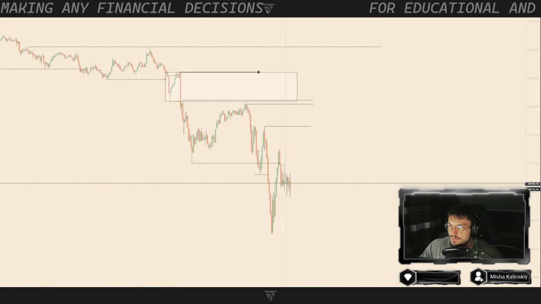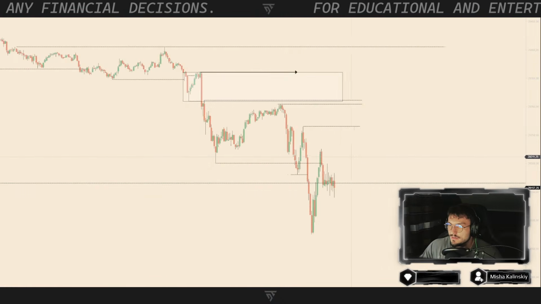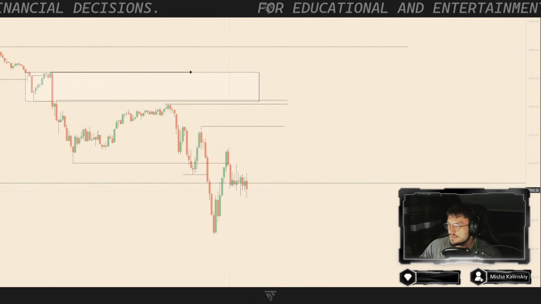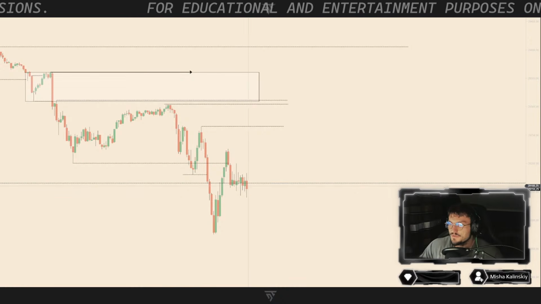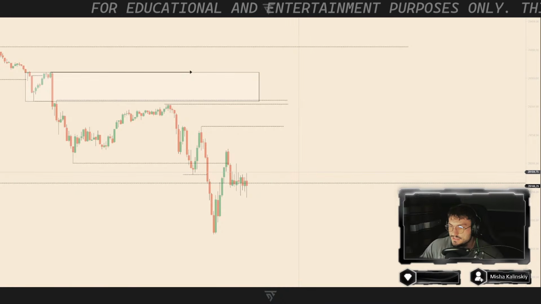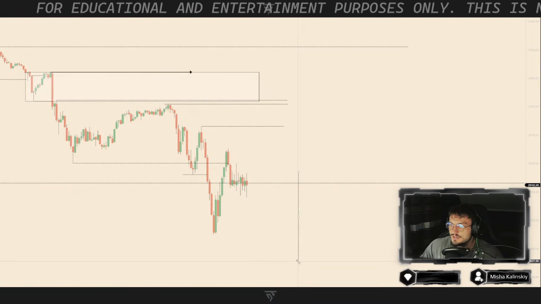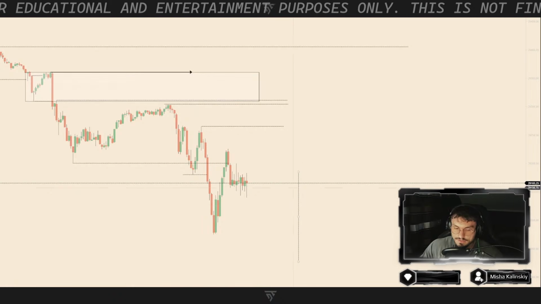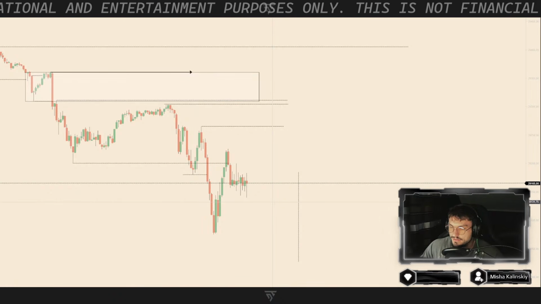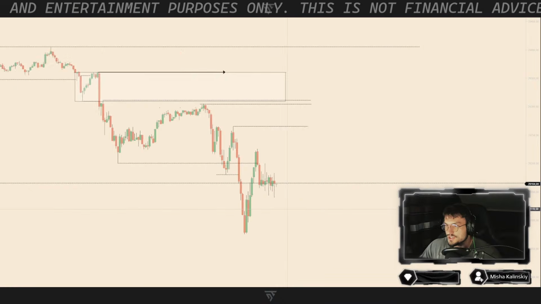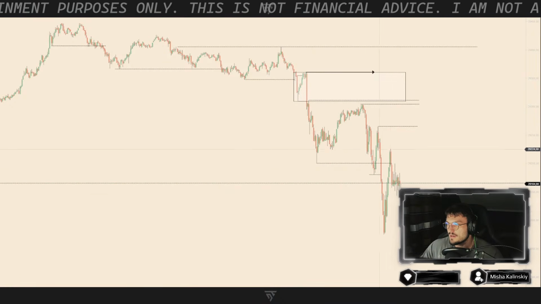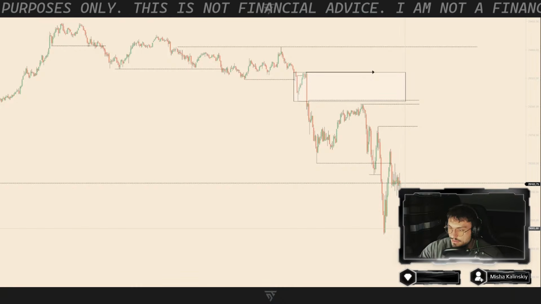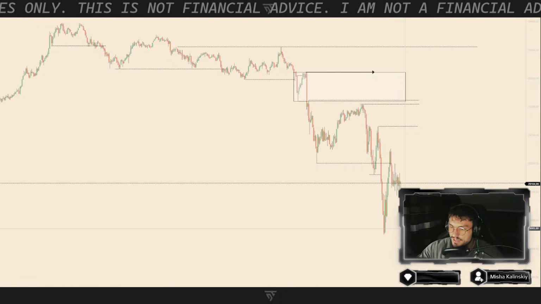Currently ranging in this little box. Anyone that's inexperienced, just wait until 10:30. Just wait until here, so you can get much nicer structure. This is already a nice structure for market open. You couldn't have asked for better. Like, this is really nice.